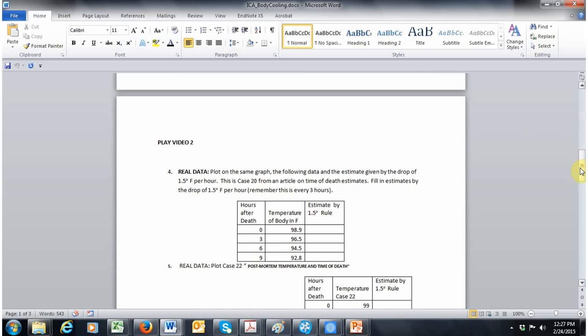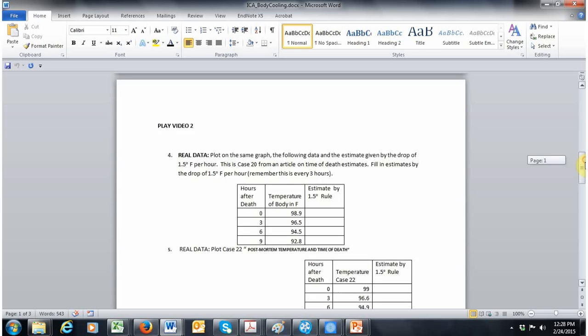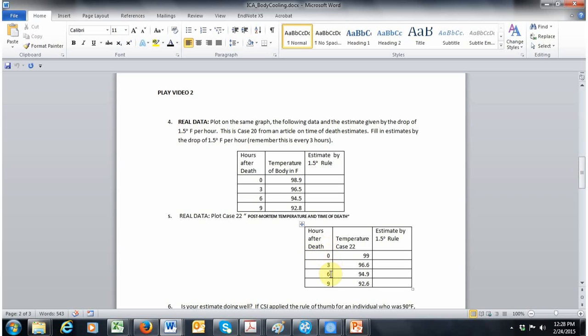Now, this number 4 and number 5, what we're going to look at is we're going to see how good this rule does against actual data. So in number 4, you have a table of an actual person where they looked at the temperature in the body hours after death. And over here in this slot, you're going to put what you get by the 1.5 rule. Now the data was presented in multiples of 3 hours after death. So you wouldn't pull in all from your table, you'd only pull in the 3, 6, and 9. And in number 5, you'll also pull in 3, 6, and 9.